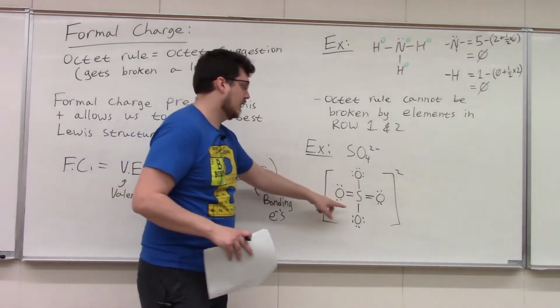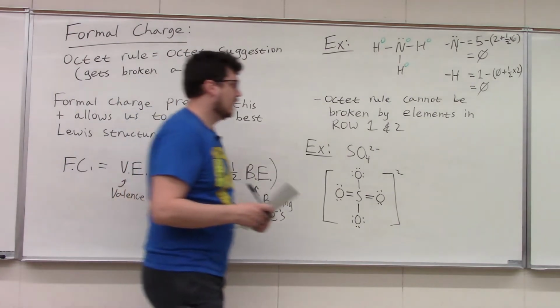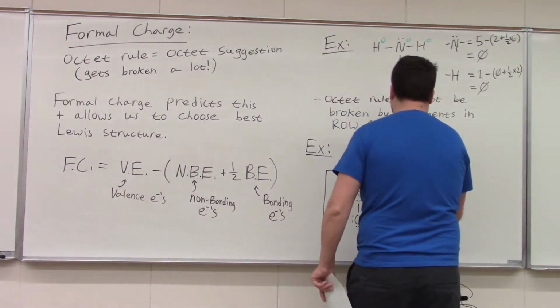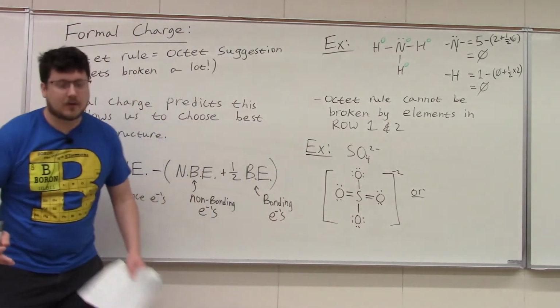Oxygen is more electronegative than sulfur. It has all of the lone pairs. Everything's looking good. Oh, and this should be a -2 up here. Sorry about that. Or we have an alternate structure we could draw.